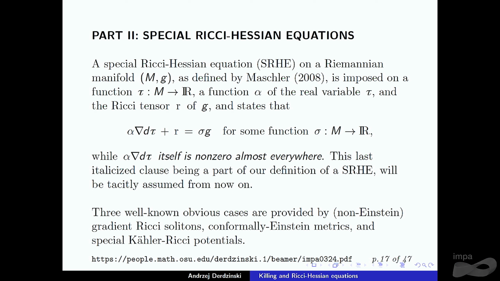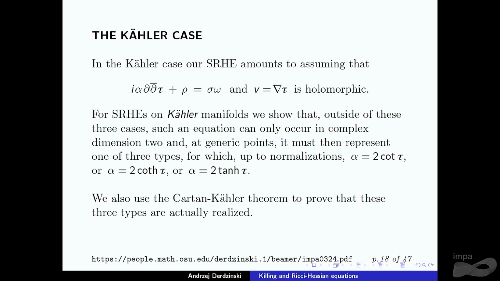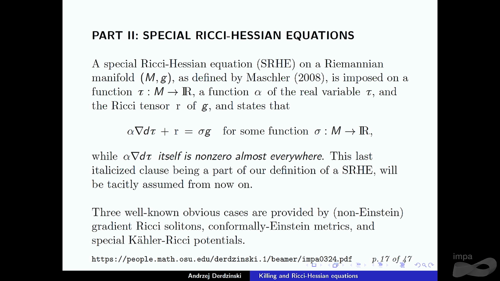The reason is they come up very, very naturally in a variety of interesting situations. Let me quickly mention those examples, but before I proceed further, I would like to emphasize that my focus here is on the Kähler case. I made an assumption here that I didn't phrase in words, but let me point it out: I'm assuming that this term alpha times the Hessian of tau is non-zero almost everywhere. I don't want anything trivial to happen there. This is assumed throughout when we discuss such an equation.